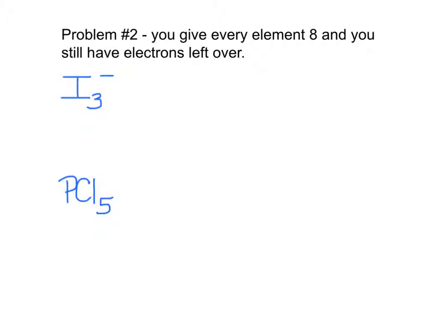Alright, so here's another weird issue. Let's say that you give every element 8 electrons, and now you still have electrons to place and you don't know where to put them. You have too many electrons. So look at this one. This is an iodide ion. Now when it's an ion, what you're going to do is total up the electrons. Iodine has 7, so you multiply that. There's 3 iodines, so there's going to be a total of 21 electrons. And since this has a -1 charge, that means it has an extra electron. And so we actually are placing a total of 22 electrons.